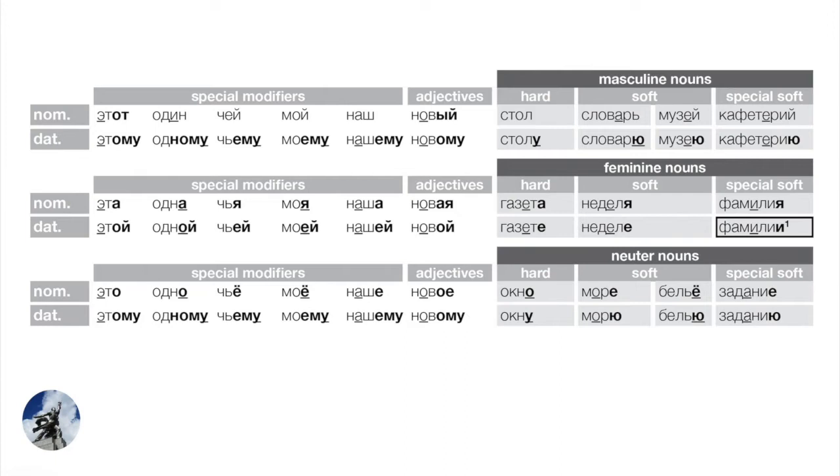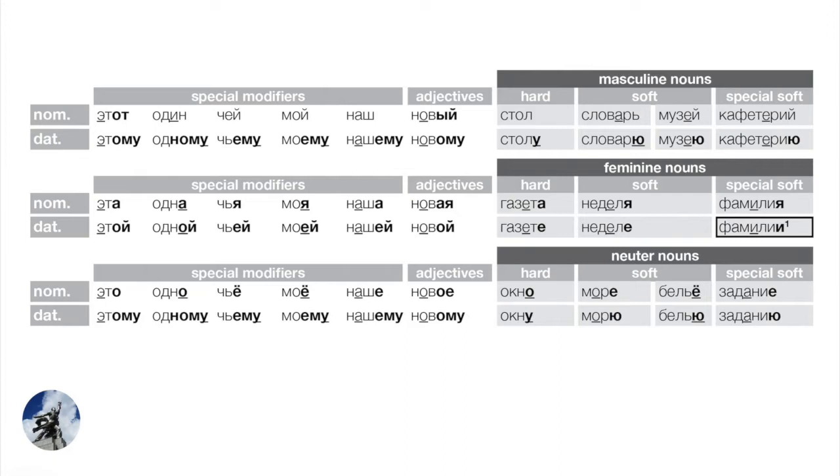Okay, feminines. Looking for the oi and then the soft version yei: этой, одной, чьей, моей, нашей, новой, and now the nouns: газете, неделе, and фамилии. Nope, actually, did you catch that, right? Here's the special case where the special soft feminine takes an ending that's unpredictable, right? And that's why we put the black box here in the table.